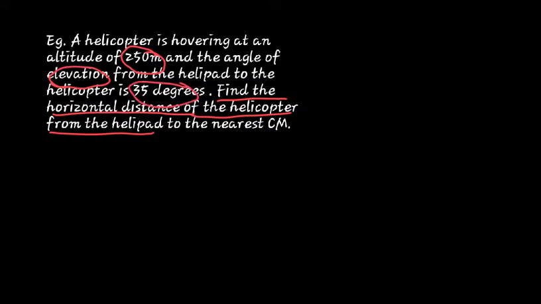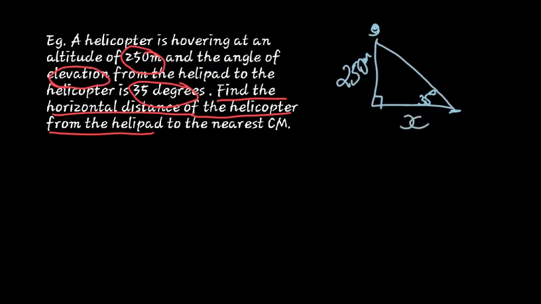So if we draw ourselves a little picture, remember just a right angle triangle. Oops, not quite as straight as I would like, but anyway, there's our right angle. The helicopter's up here, hovering around, so it's 250 metres here. And it's an angle of elevation, so we're talking about the 35 degrees down here, and here's your helipad down here. Okay, so we need to find the horizontal distance. So vertical is up, horizontal is across, so we're looking for this distance here.